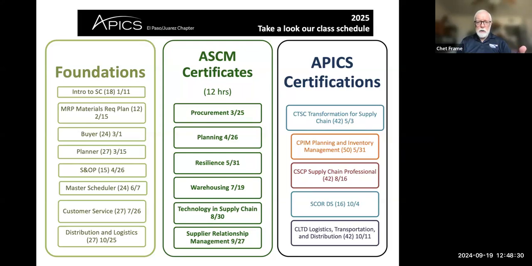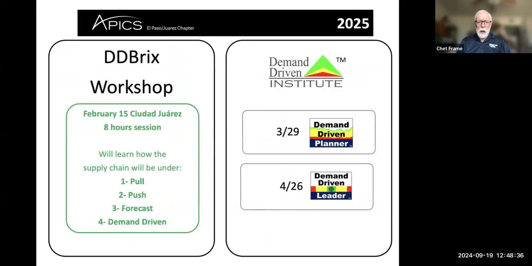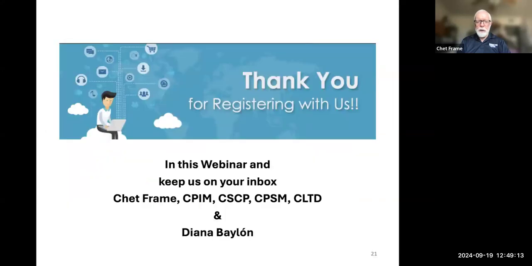Foundations are available, ASCM certificate classes, and of course the APICS certification classes, all out there. The DDMRP workshop, we had one a few weeks ago in Juarez. We're going to have another one on February 15th. If you didn't have a chance, these are really good workshops. They're fun, and you learn something. So I guess that makes it kind of a double bang benefit. And then the Demand Driven Institute will be doing the planner on 329 and the leader on 426. So all of that coming up next year. We're planning out there in the distance.